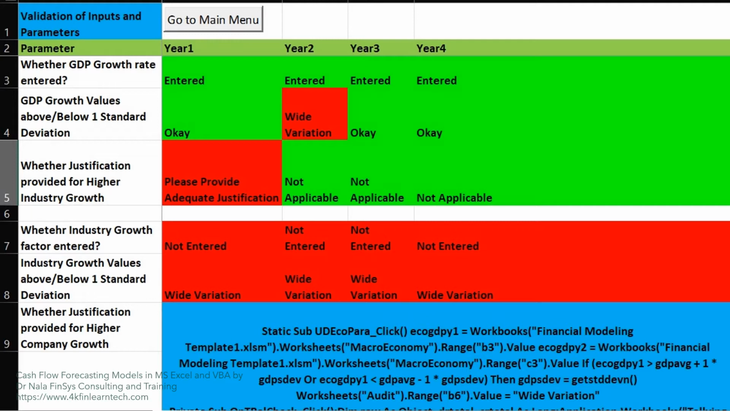You can see on the leftmost column of the worksheet the heading validation of inputs and parameters, and then below that whether GDP growth rate has been entered, then whether GDP growth values are above or below standard deviation, one standard deviation. They are basically to have a kind of check with reference to the upper and lower limits of a particular parameter.